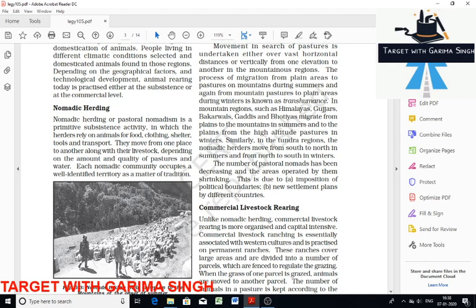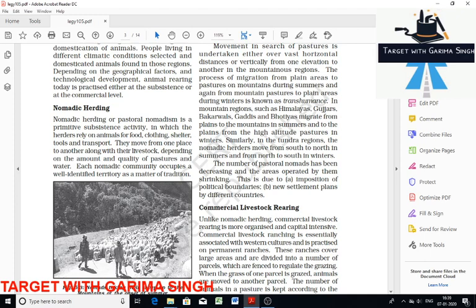A variety of animals are kept in different regions. In the Sahara and Asiatic deserts you find sheep, goats, and camels. In Tibet you find yak. In the Andes, llamas. In the Arctic region you find reindeer. So this is all about nomadic herders. Then there is one word also, transhumance. It means seasonal movement of people along with their herds to the mountains in summer and the plains in winter. Examples are Gujjars, Bakarwals, Gaddis, and Bhutias in the Himalaya.